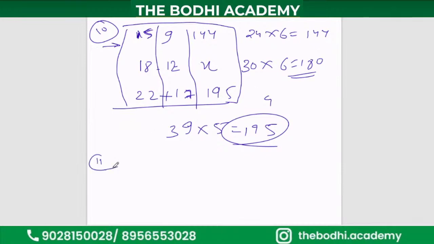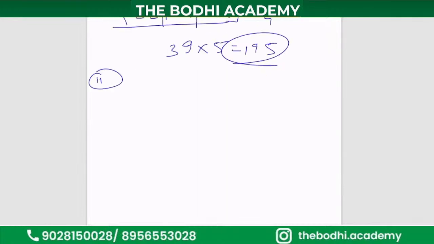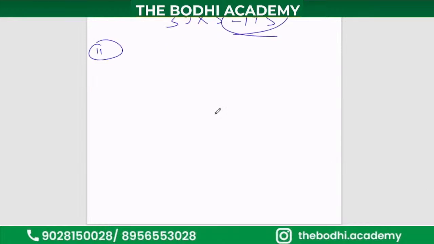Question number 11. 5, 16 and 77. 8, 19 and 149. 13, 12 and x. Now we need to find out the answer for this question number 11. If I see now, the third numbers are big numbers. This is the first, second and third. The first two numbers are very small, the third number is big.